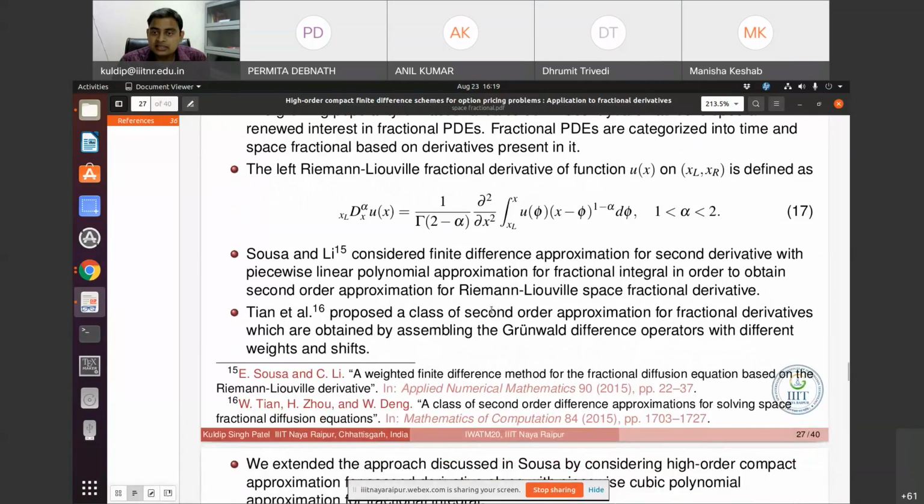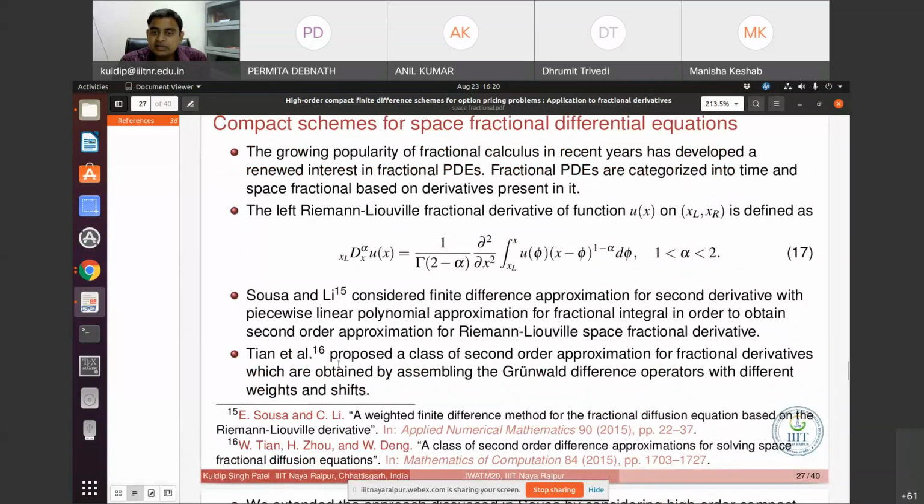So yeah, this is also a very good paper, one can see. If someone is interested, the journal is Mathematics of Computation, a top-most journal in numerical analysis. Here they gave a class of second order approximations for space fractional diffusion equations.